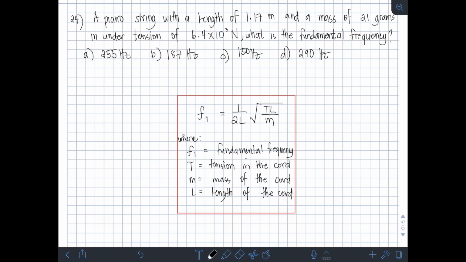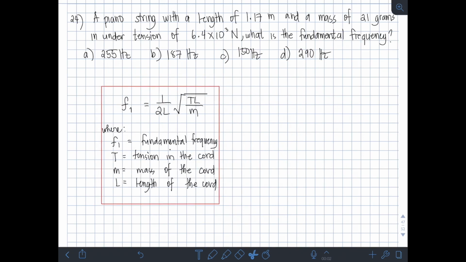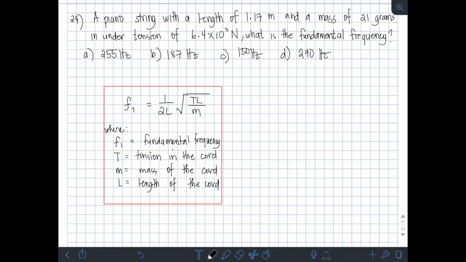So, F sub 1 is equal to 1 over 2L square root of TL over M, where F sub 1 is the fundamental frequency, T is the tension in the cord, M is equal to mass of the cord, and L is the length of the cord. So, given naman tayo lahat, right? Meron tayong length na 1.17 meter, meron tayong tension na 6.4 times 10 raised to the third Newton, and then meron tayong mass na 21 grams.